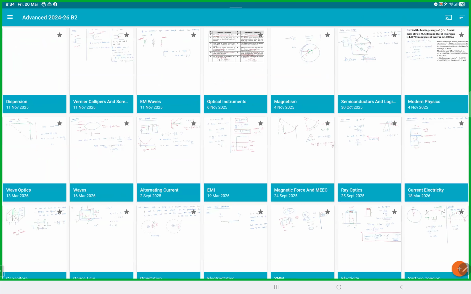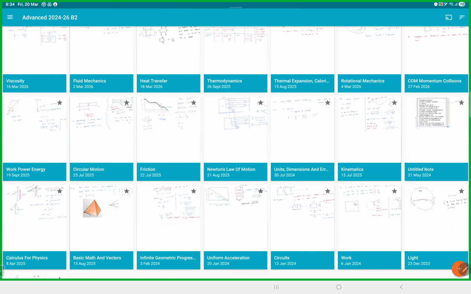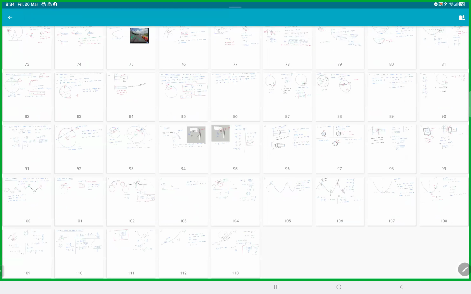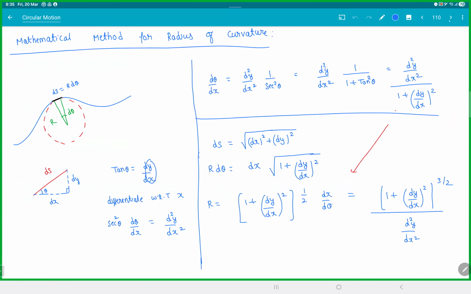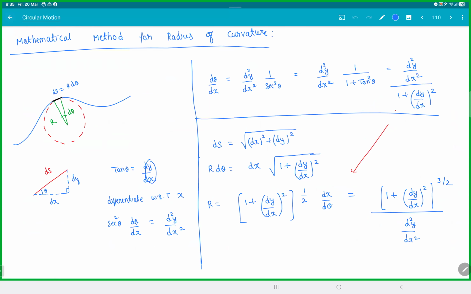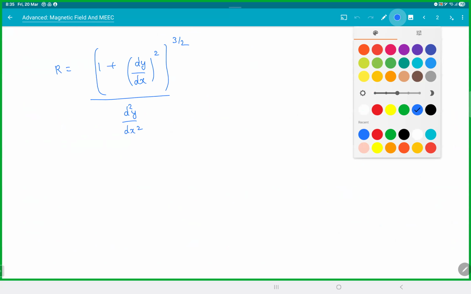So you can find this in circular motion. We have done here, this is the proof. This is the mathematical method for the radius of curvature. So this is the formula. So if someone gives you the equation of a curve, we can use this to figure it out. So this is page 110. I'll leave it there.